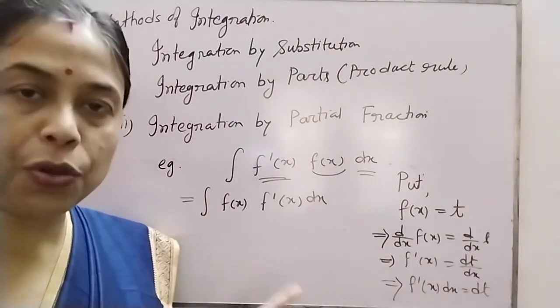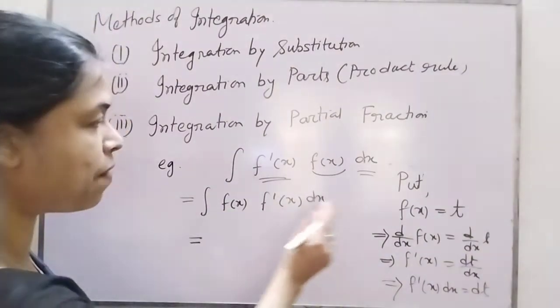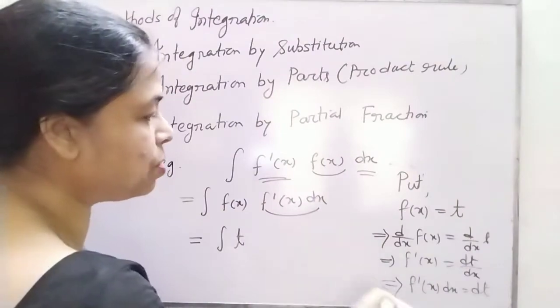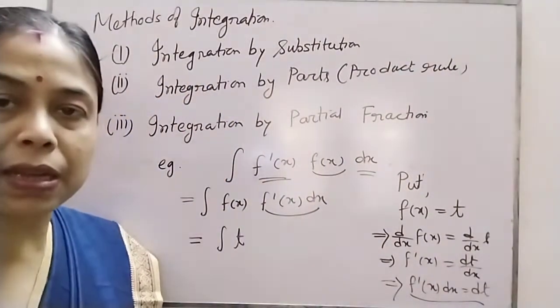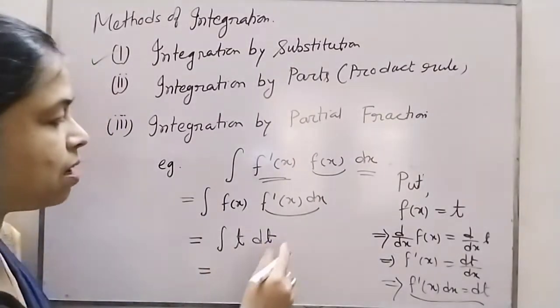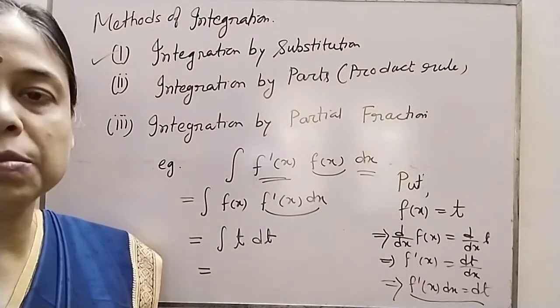Directly also you may do it. Now in the place of f x, what I am going to substitute? t. And in the place of f dash x into dx, this is nothing but dt. So we can substitute dt here. And you see, now the integrand converts to some standard form.